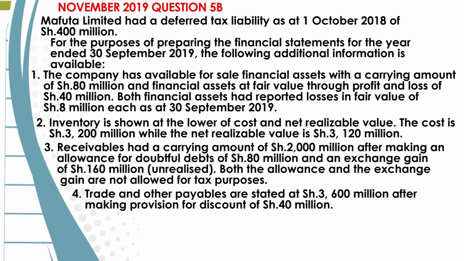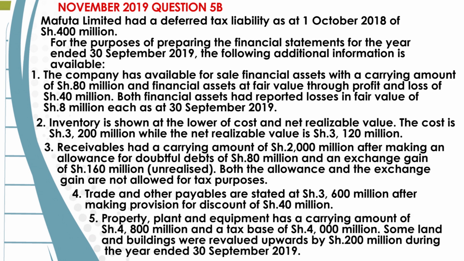Number 4, trade and other payables are stated at shillings 3,600 million after making provision for a discount of 40 million. Number 5, property, plant and equipment had a carrying amount of 4,800 million and a tax base of shillings 4,000 million. Some land and buildings were revalued upward by 200 million during the year which ended 30th September 2019.